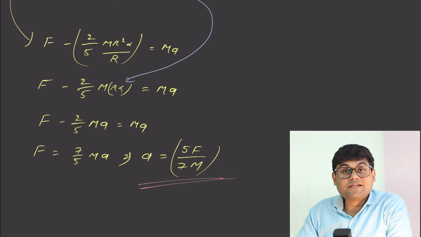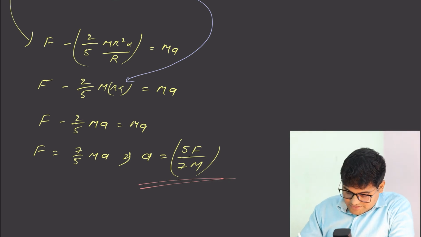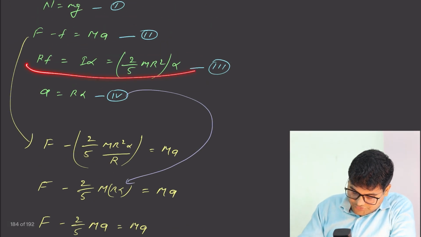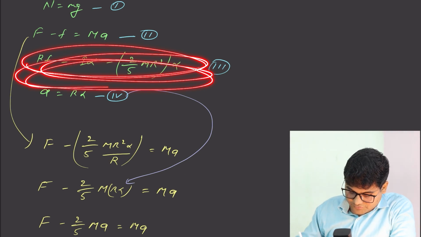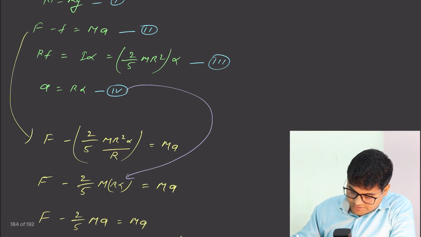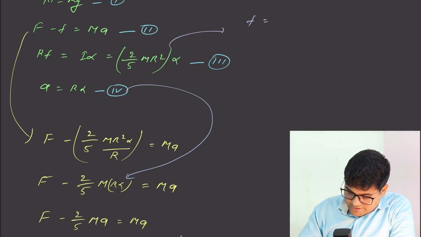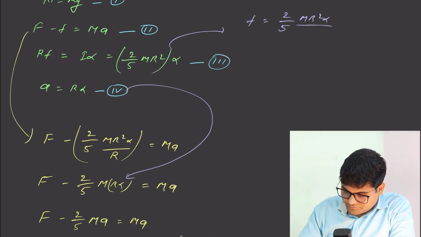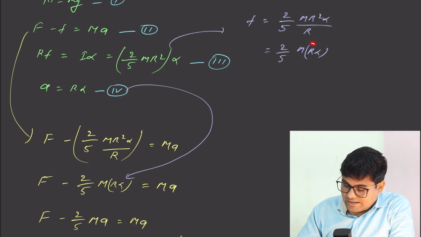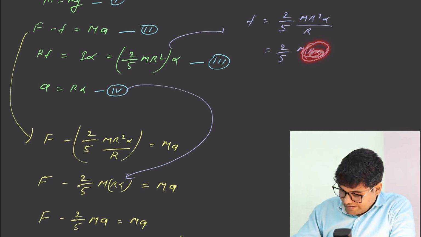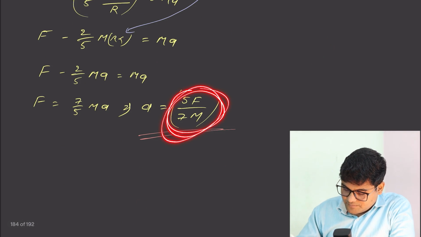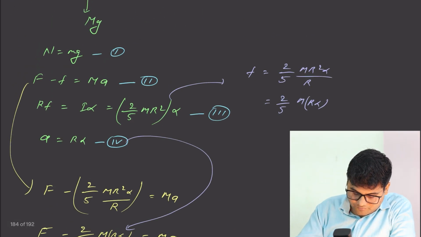The second answer: frictional force has been asked. For frictional force we can use this equation. Let us solve here only. F is equal to 2 by 5 mr square alpha by capital R, so it will be 2 by 5 m r alpha. And r alpha we know is equal to A, and A we have just calculated. A is 5F by 7m.